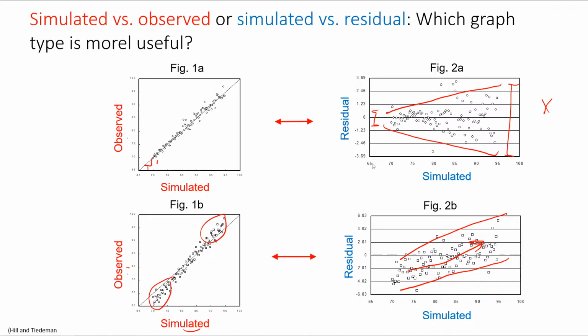So my head here was 65, I have a small variance. My head here is 95, I have a large variance. So this is called heteroscedasticity, and the variance increases as the simulated value increases. And this can only be seen with the residual versus simulated. I cannot see it with the one-to-one line. In this figure the residual increases as the simulated value increases, which is not obvious from this figure.